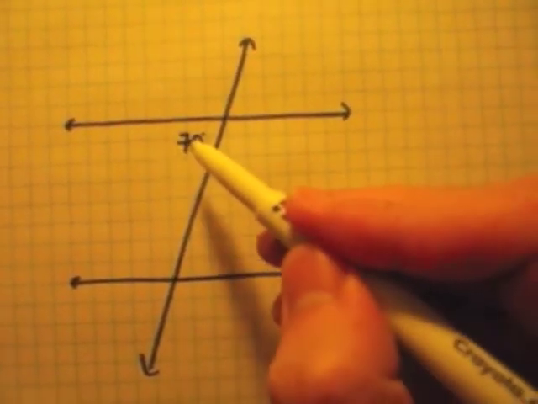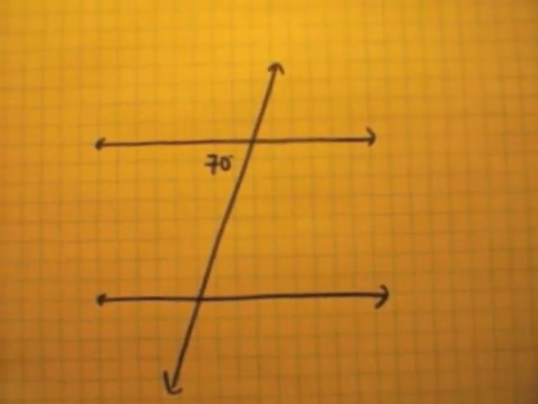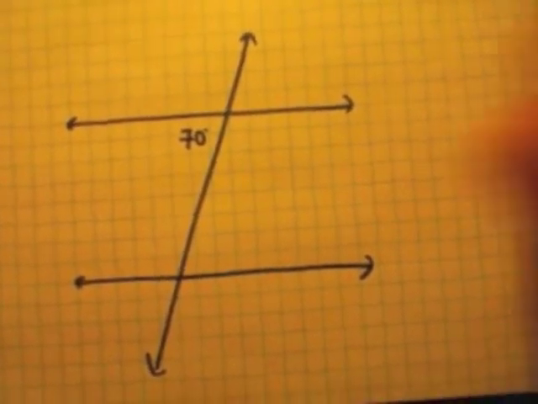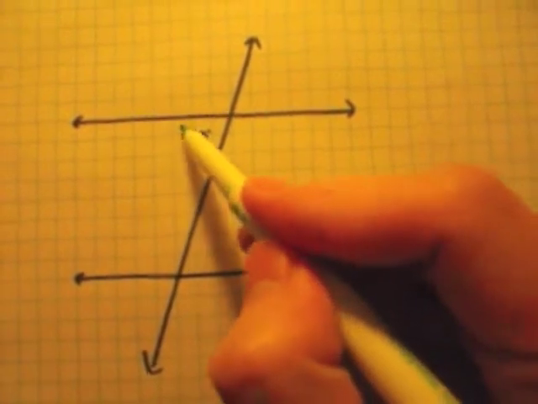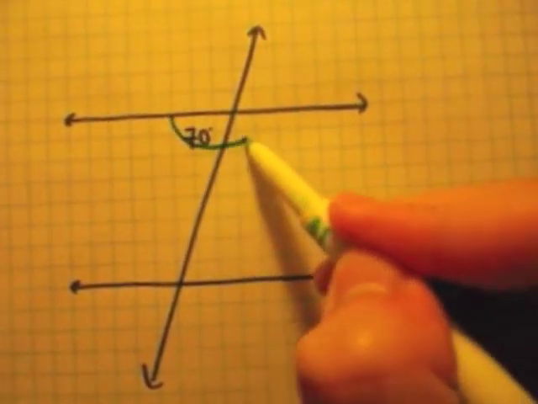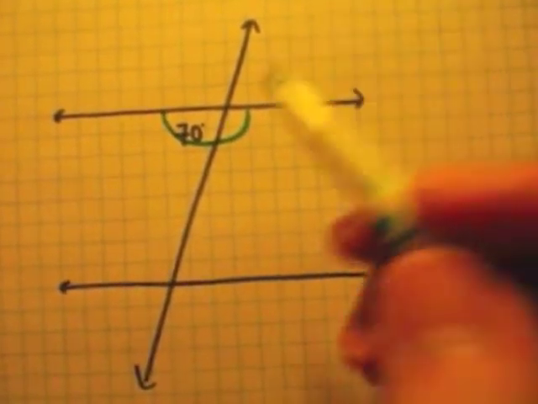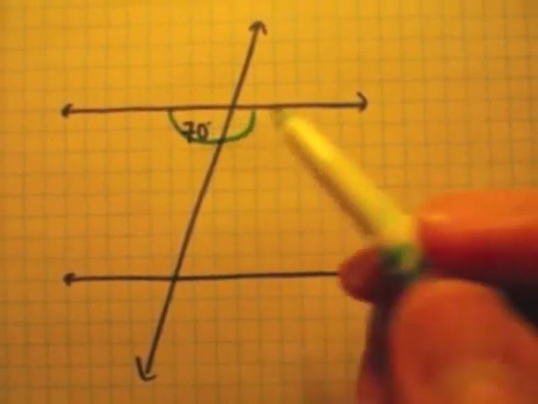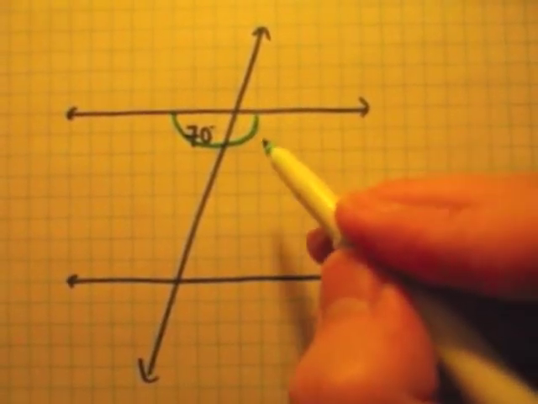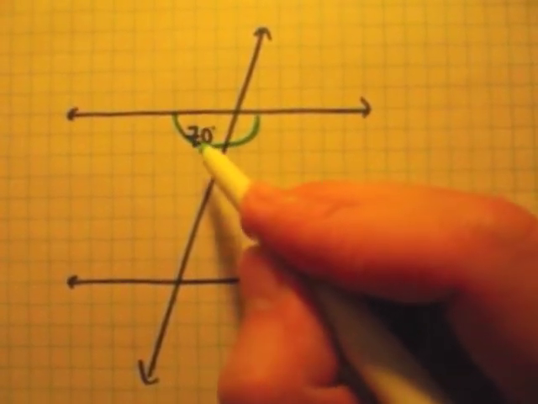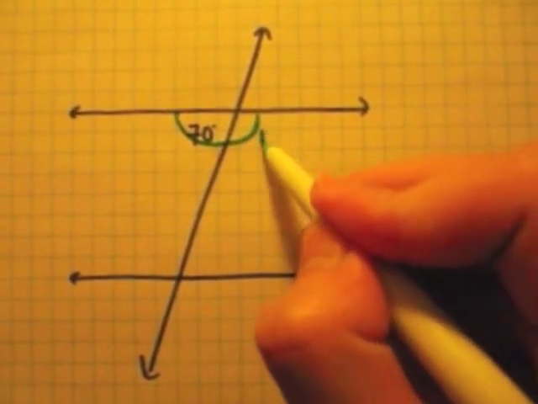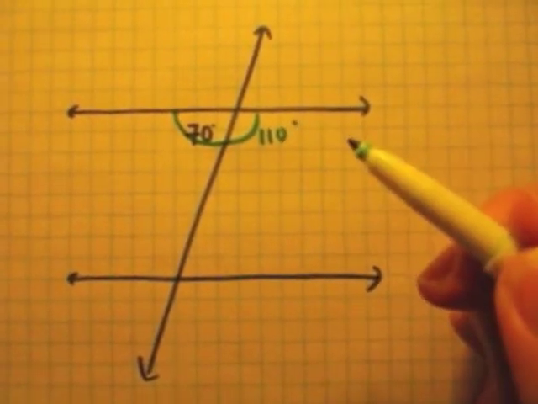You should notice that these angles over here form a linear pair. In other words, these two angles should add up to 180. So if one of the angles is 70, then the other angle has to be 110.